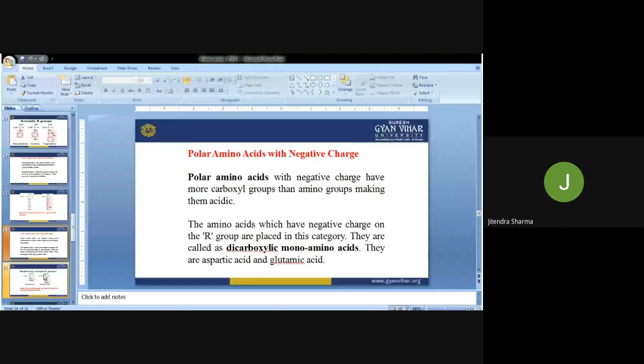Then the polar amino acids with negative charge. The first ones we have discussed are those with positive charge. Now we have the amino acids with negative charge. Polar amino acids with negative charge have more carboxyl groups than amino groups, making them acidic. The amino acids which have negative charge on the R group are placed in this category.